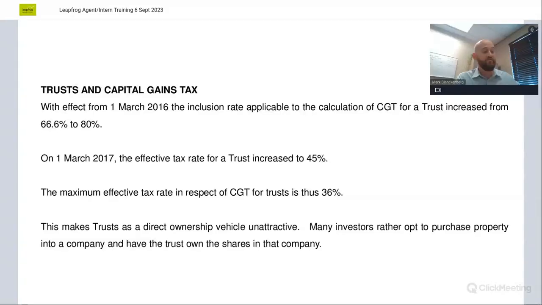Guys, with regards to trusts and capital gains tax, just remember that there's a reason why people are probably forming fewer trusts today than they have in the past. And that is one of the main reasons for that, is that right now you pay the absolute highest rate of capital gains tax when you are making a capital gain in a trust. Okay, so it's now at 36% generally, guys. That is the percentage of tax that you're going to pay.